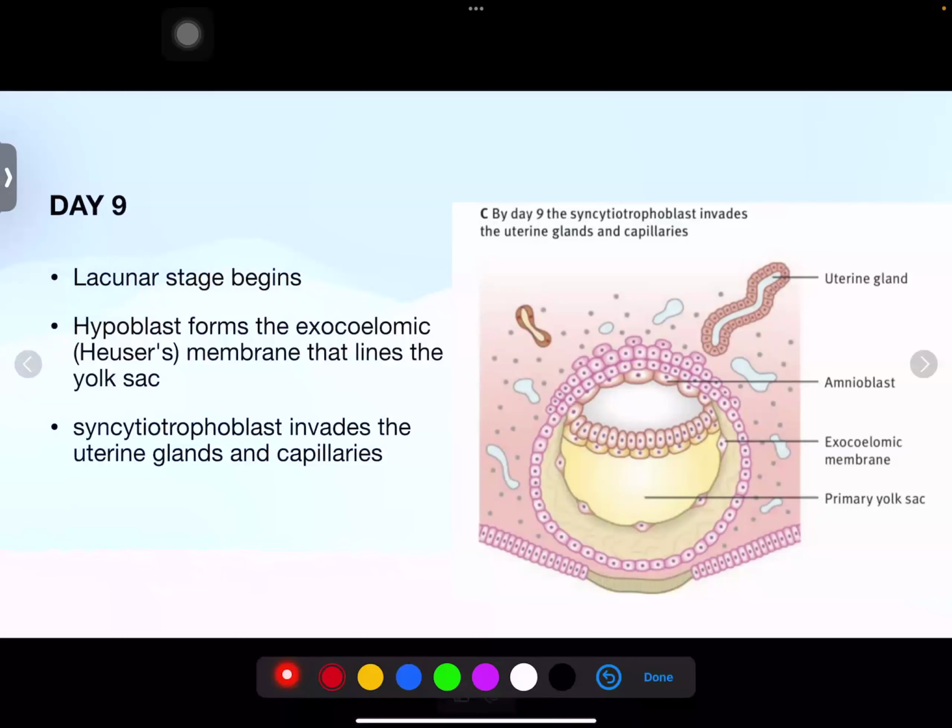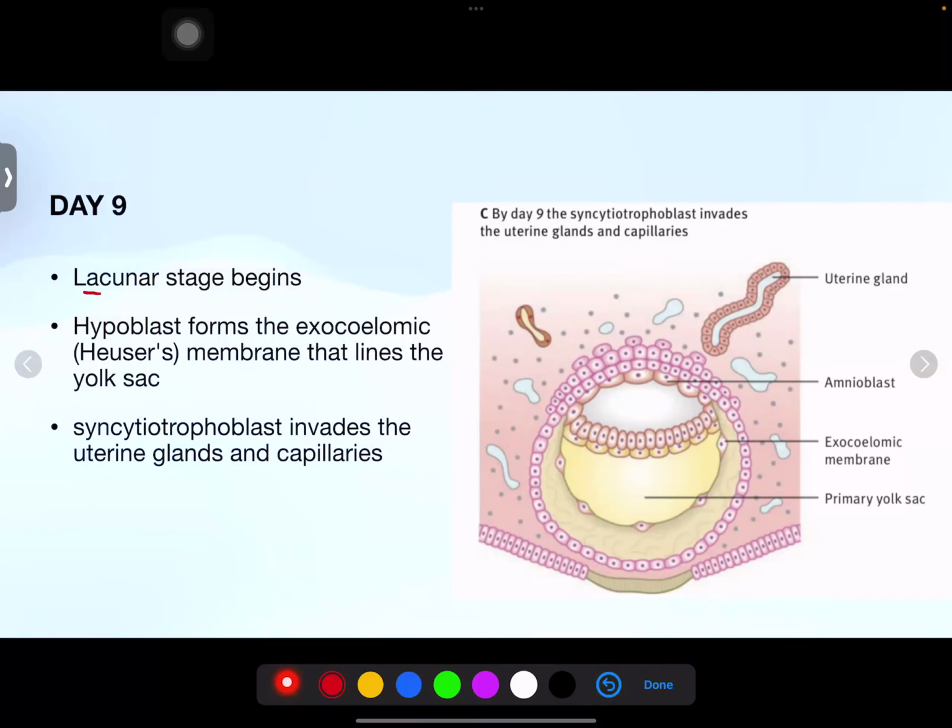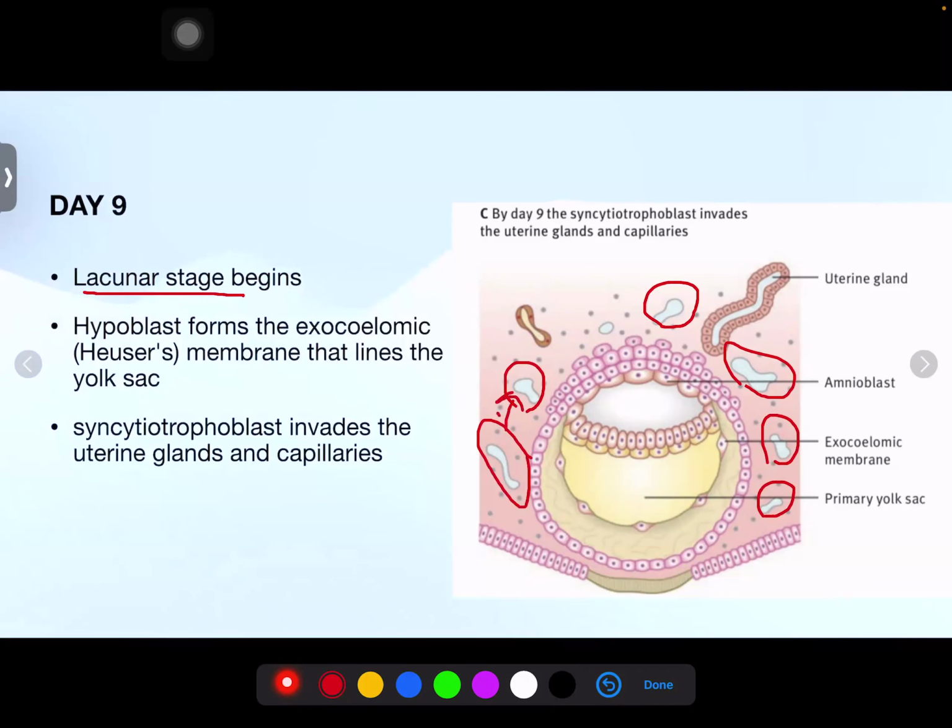Now in day 9, what happened in day 9? The lacunar stage begins. Now if you see these things, these are lacunae, cleft-like openings. When they fuse, they will be forming the syncytial trophoblast. It would invade into the uterine epithelium. So now what occurs in this day 9?